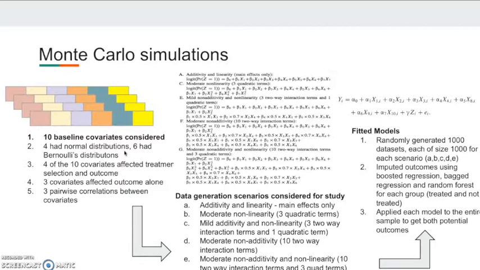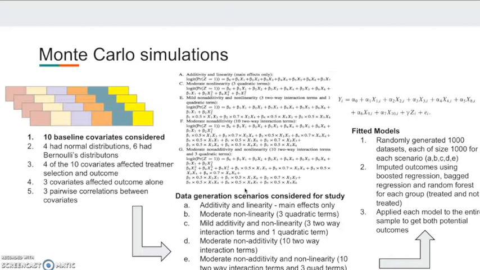So for the Monte Carlo simulations, they had 10 baseline covariates that they considered, 4 of which had normal distribution, 6 Bernoulli distribution. And they threw all of these baseline covariates into these data generation scenarios, 5 of which are mentioned here. So as you can see, they vary in if they're additive or linear or a combination of the two or not at all. And they did that to see how these different estimation methods performed with these data generation scenarios.